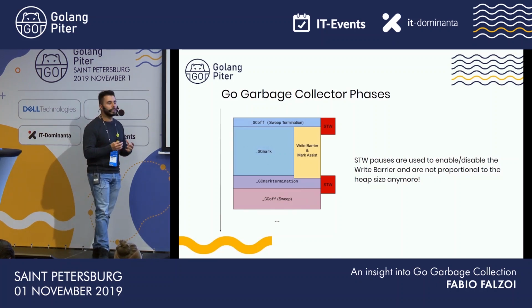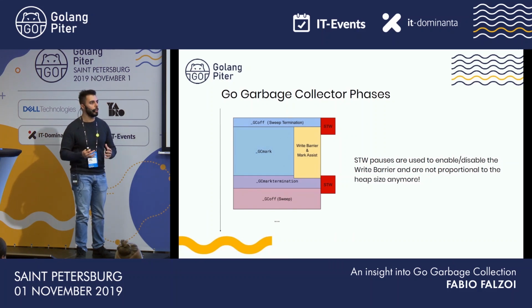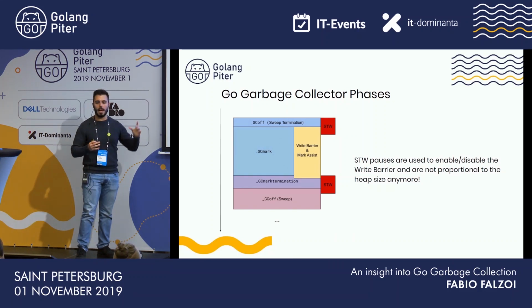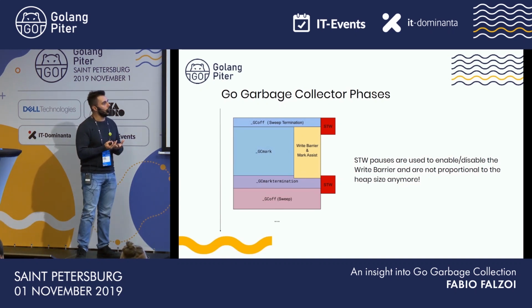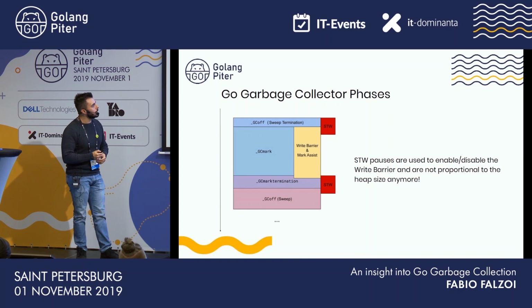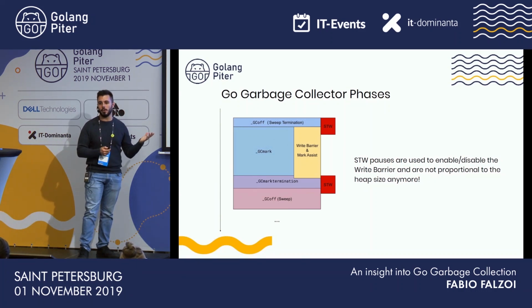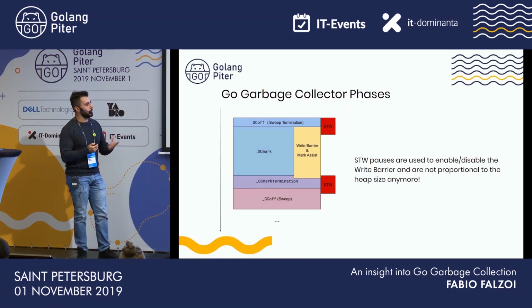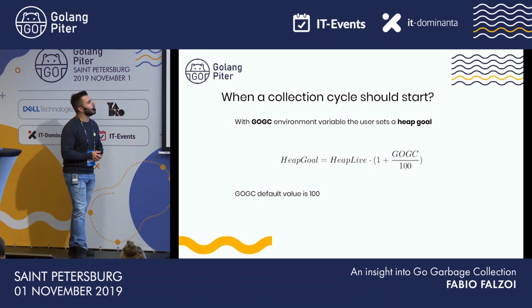And the important thing to note here is that the marking phase is the bulk of the garbage collection, but the stop-the-world pauses now are bounded, are limited, and are very short. This is because in this implementation, the stop-the-world pauses are there mainly to activate the write barrier and the mark assist mechanisms. And the important thing is that now the pauses are not proportional to the heap size anymore, clearly. So this is the main point of the Go garbage collection.